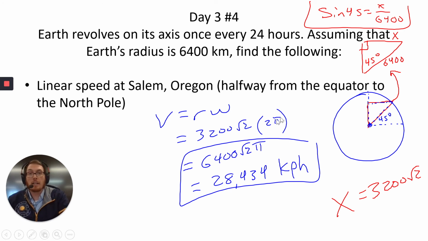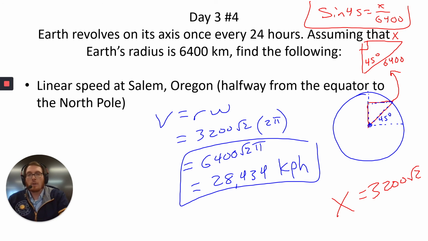Times 2 pi radians per day, and you multiply those together, and this is how fast you're really moving if you're in Salem, Oregon, going around. So I couldn't ask anything unless it was 45, 30, or 60. You probably won't be asked something different than those three. But focus on those 3 types of questions. Number 1 being where are you at the poles, where are you at the equator, and then where are you at halfway. And that idea should be similar each time as you're looking at those questions.